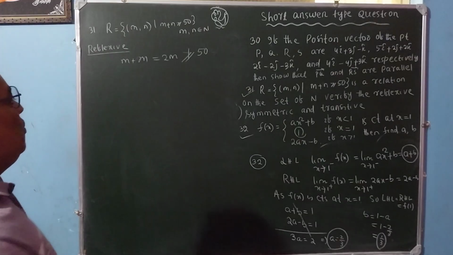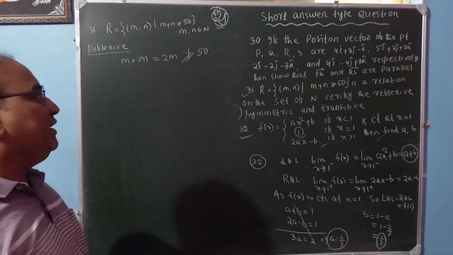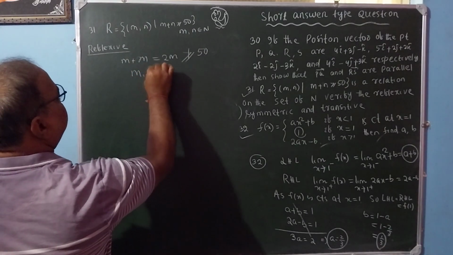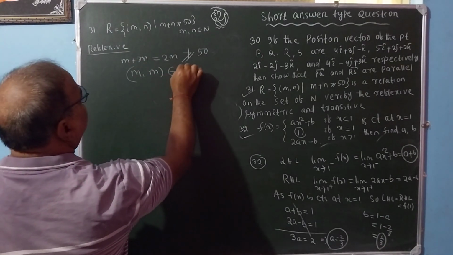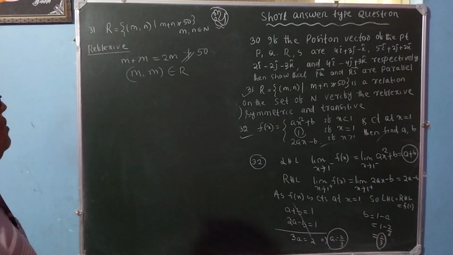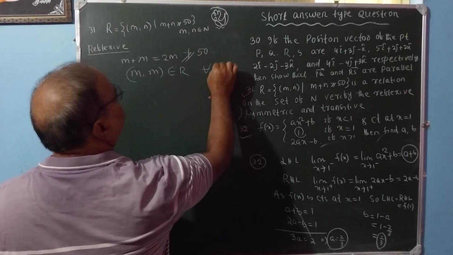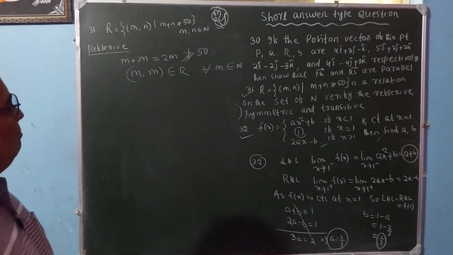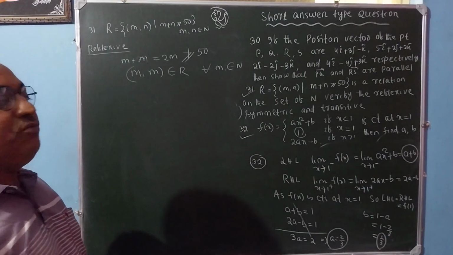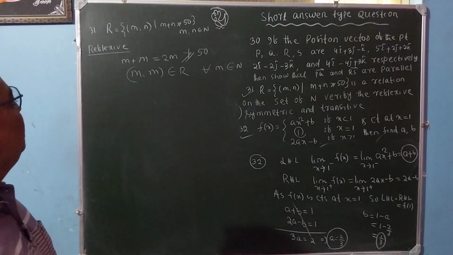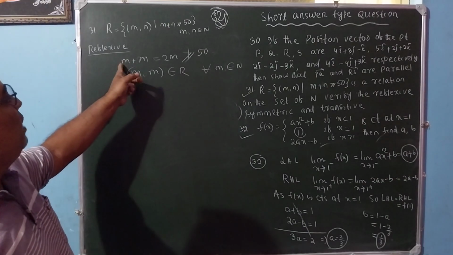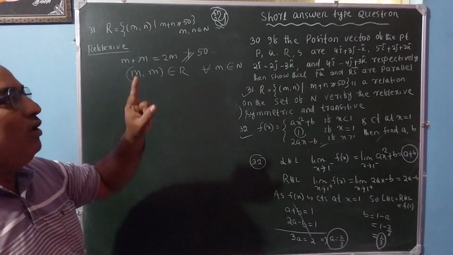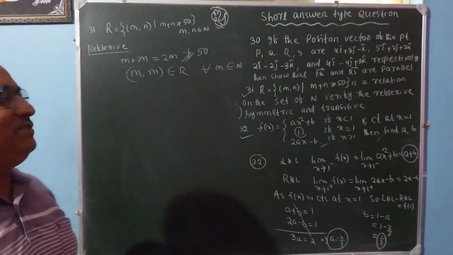So (m, m) does not belong to R for all m belongs to N. m plus m, 2m, is not always greater than or equal to 5. Suppose m is equal to 1, 1 plus 1 equal to 2, which is not greater than or equal to 5. So it is not true for all m belongs to N.